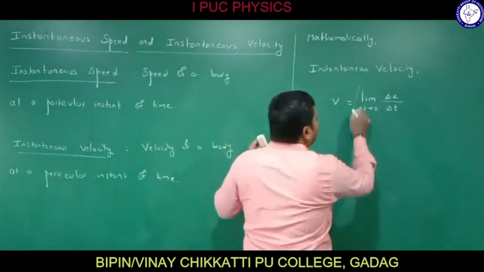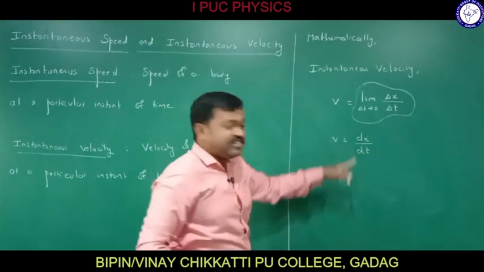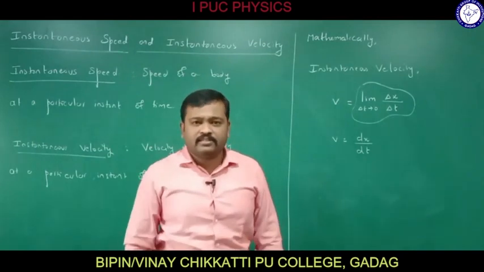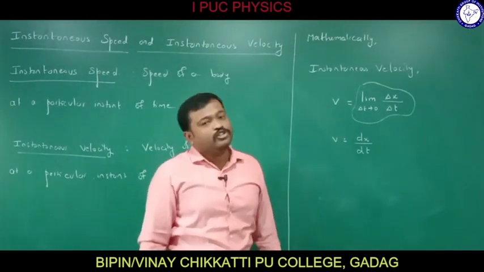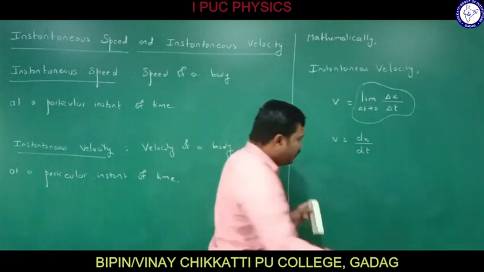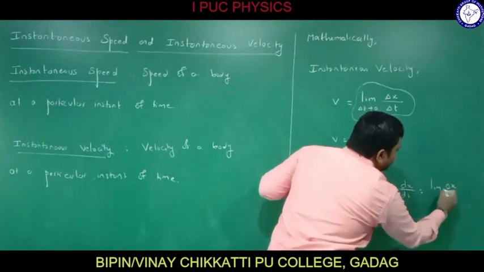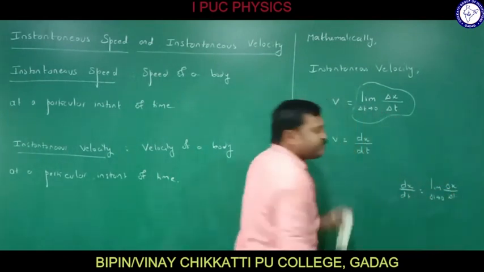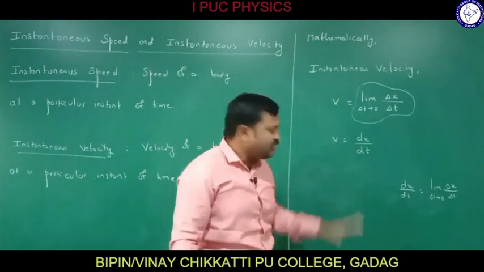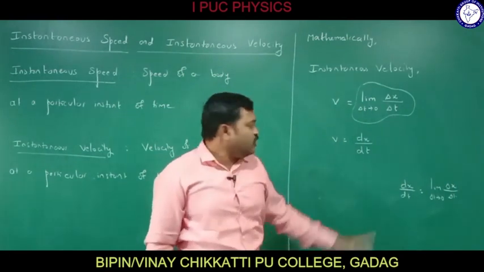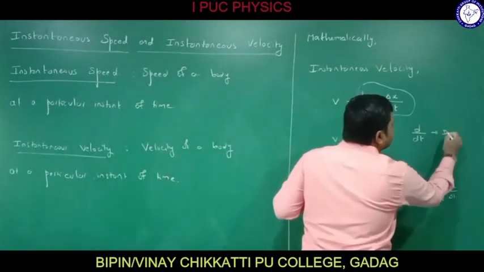From mathematics we can write V is equal to dx divided by dt. This is called differentiation. We will be learning it in detail in mathematics. What is dx by dt? That is the limit of delta x divided by delta t as delta t tends to 0. This can be written as dx by dt. In mathematics you have a formula for dx by dt. As the time interval tends to 0, you can write it like this. It is the differentiation of displacement with respect to time.